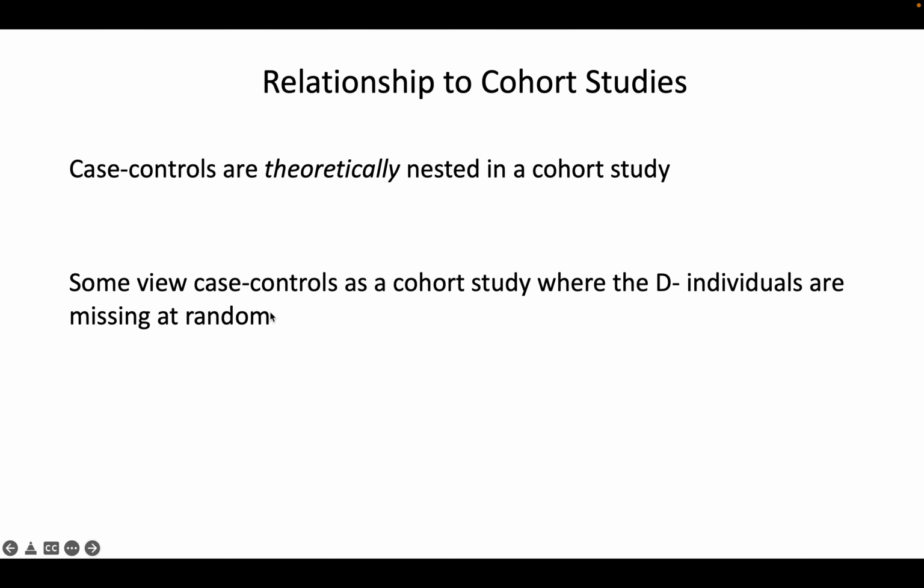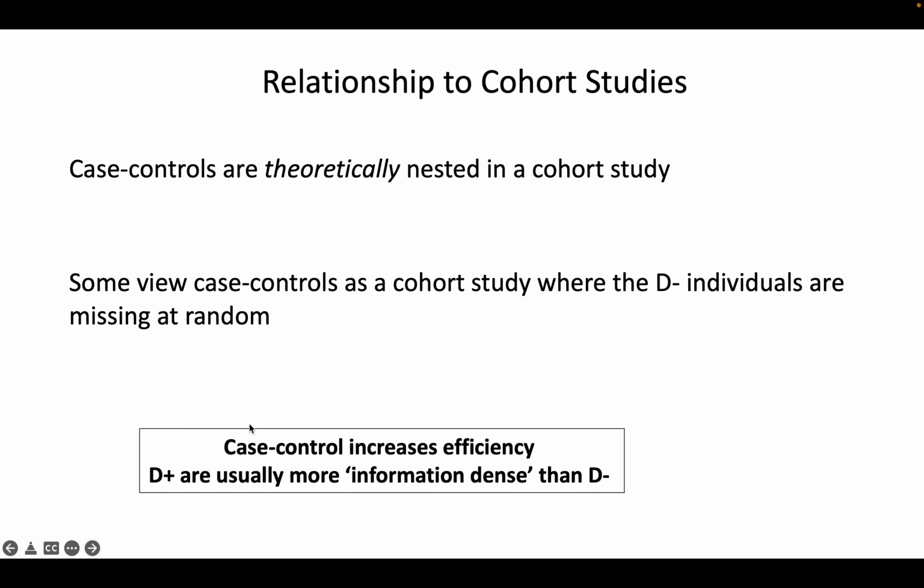So some view, like I said before, a case control as a cohort study where the disease negative individuals are missing at random. That's an interesting way to look at it, where the missing at random part accounts for the fact that we want our disease negative people to have a representative exposure distribution. We don't want them to be excluded for reasons that are related to their exposure status, because then you get a selection bias situation. This is a neat way to look at it. It's theoretical. That's not literally what it is, but it's conceptually similar to what it is.